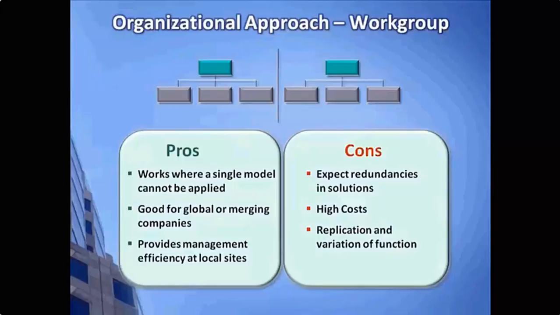So here, if I use my CAB example again, I would have multiple CABs, but each CAB operates independently on its own, doesn't work with any of the other CABs. That then assumes that the things that the local CAB needs to look at will always only be changes that impact that local business unit. The other business units don't really care or are not impacted by any changes made from one unit to another. So the positive side to this is this works where a single model can't be applied.